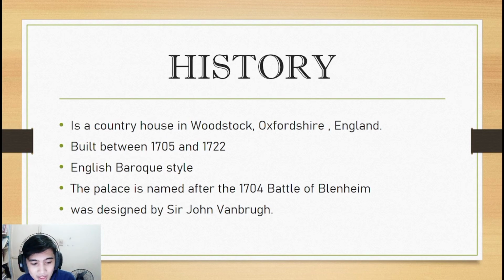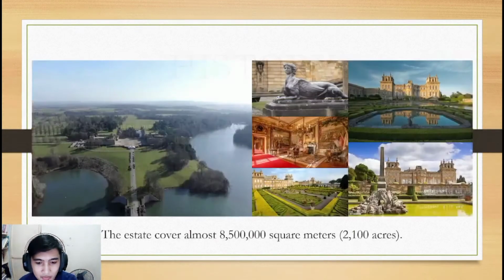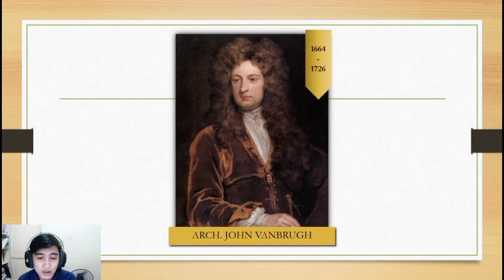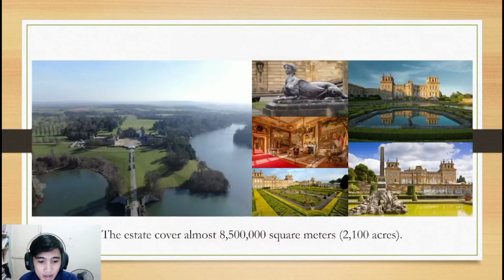The fifth one was designed by Sir John Vanbrugh. He is the architect of this palace, and he was born in 1664 and died in 1726. Its size is 2,100 hectares.